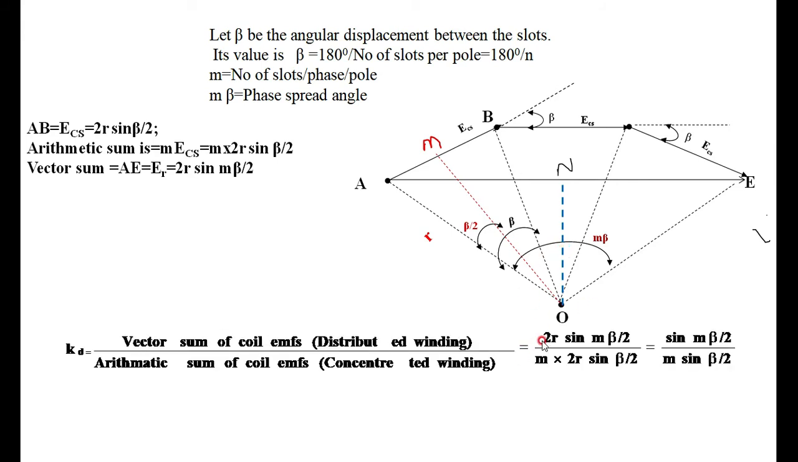Therefore, the ratio of the vector sum to the arithmetic sum, or the voltage induced in the distributed winding to the voltage induced in the concentrated winding, is what we are getting: sine M beta by 2 divided by M sine beta by 2. Then we will take up one numerical on this particular factor.